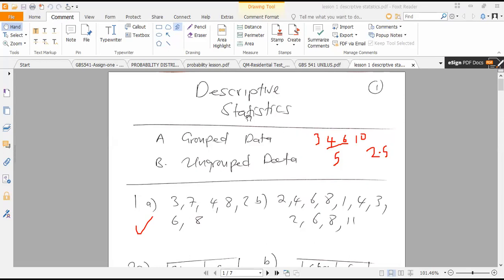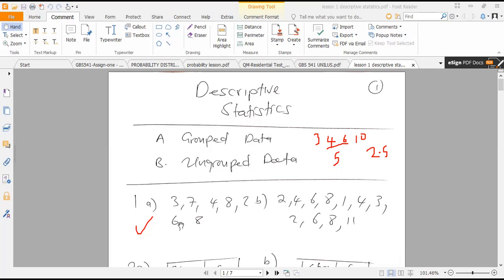So when you're dealing with descriptive statistics, we are mainly looking at grouped data and ungrouped data. So I'll teach this in two classes. I'll start with the basic components of descriptive statistics. When data is arrayed like this, it's not arranged in clusters or in groups, it's called ungrouped data.